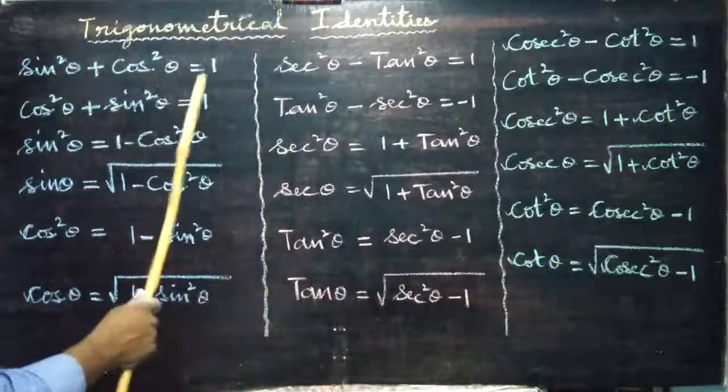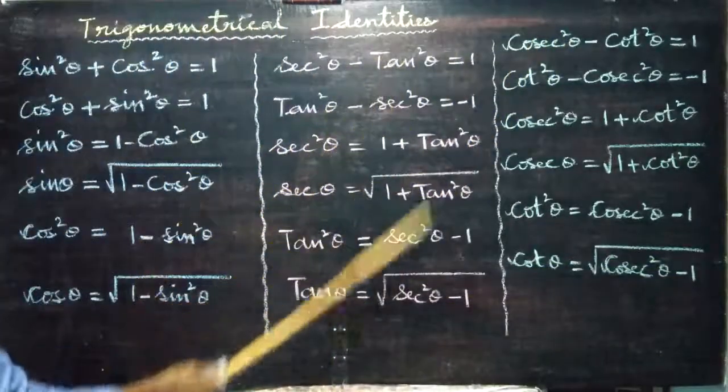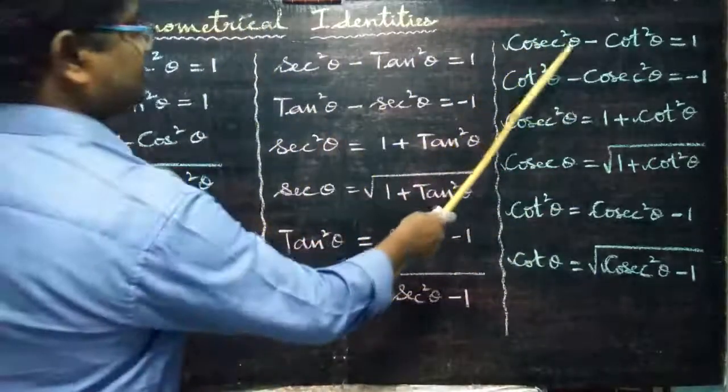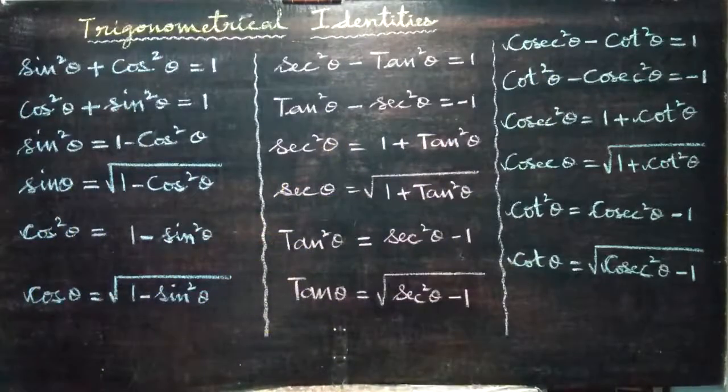So learn by heart these three identities first. Automatically these will come, because this is the origin. From this origin the remaining formulas came. Are you able to follow? So read, learn and memorize.